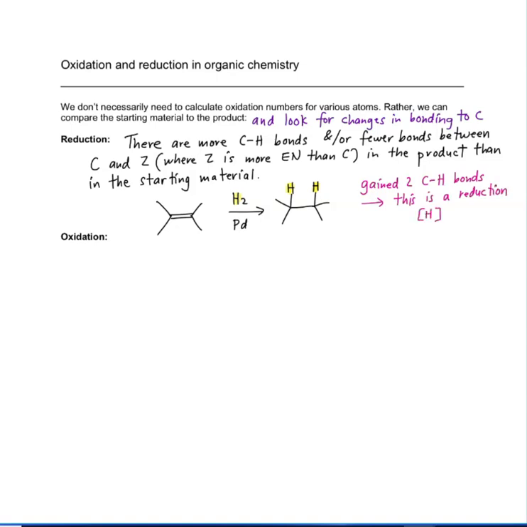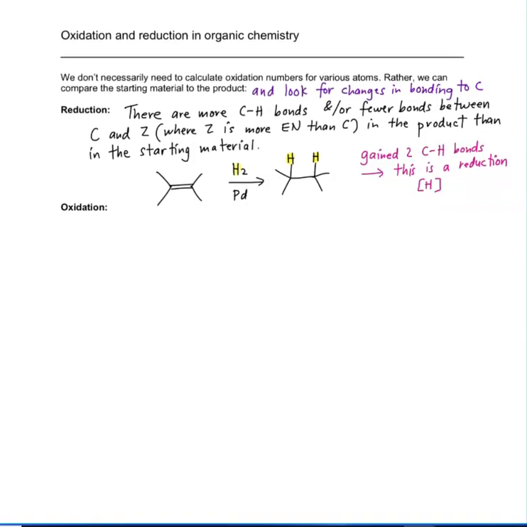And sometimes people abbreviate or signify reduction with a little H in brackets. Okay, now you might be noticing, well, the carbon-carbon pi bond also broke, so we lost that. But we don't care about bonds between carbons and other carbons, just bonds between carbon and hydrogen and carbon and things that are more electronegative than carbon. So that's an example of a reduction.